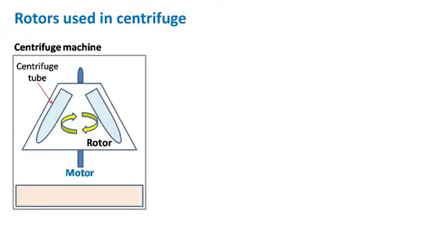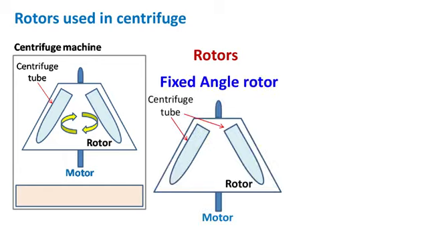Okay, now let's talk about the rotors used in centrifuges. The rotors used in centrifuges are mostly of three types. Fixed angle rotors. As the name suggests, these rotors hold the tube at a fixed angle, which is usually 45 degrees.